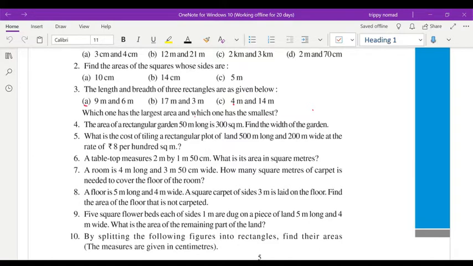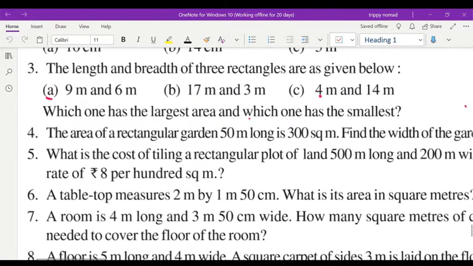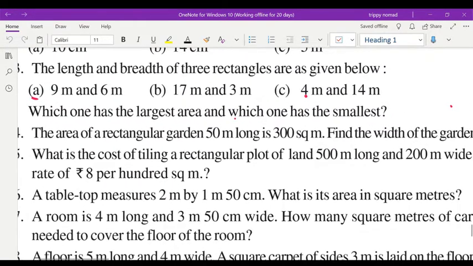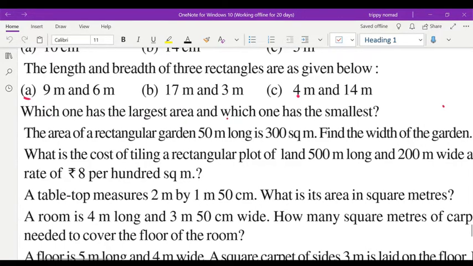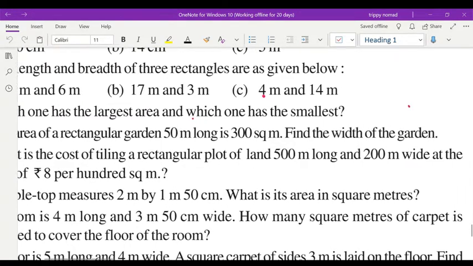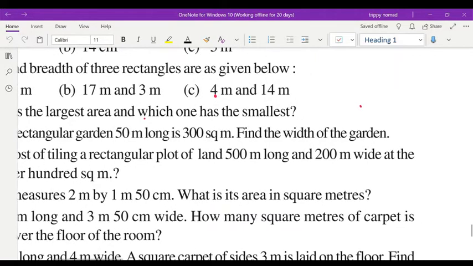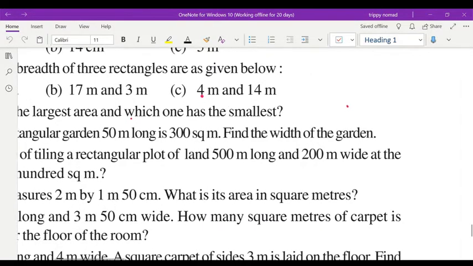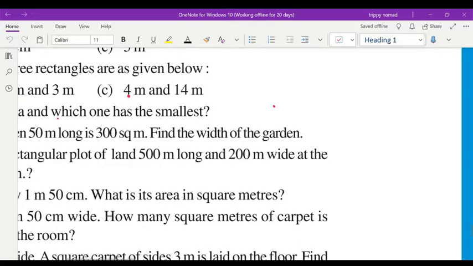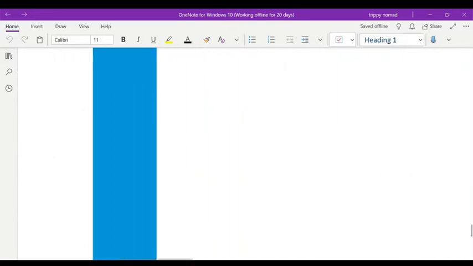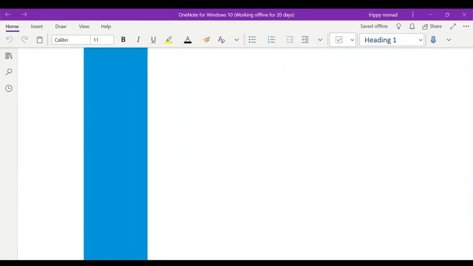Today we are going to start question number 4 of exercise 10.3. Question number 4. The area of a rectangular garden 50-meter long is 300 square meter. Find the breadth or width of the garden. Length of the garden is given and area of the garden is given. First we will write question number 4.